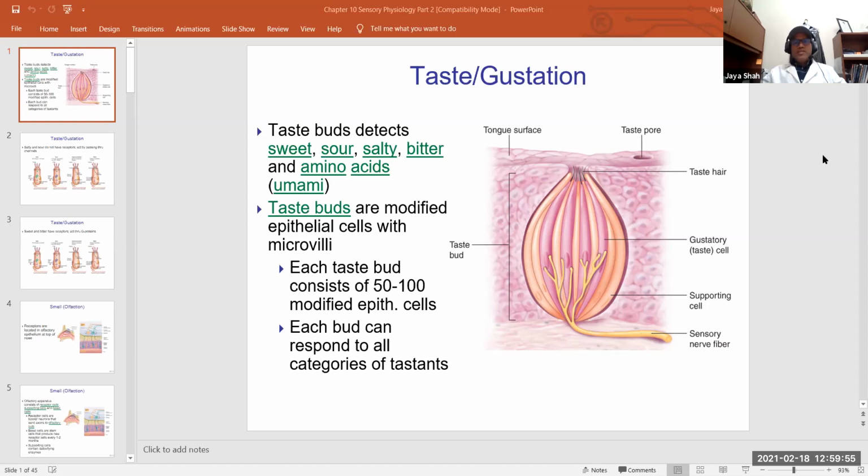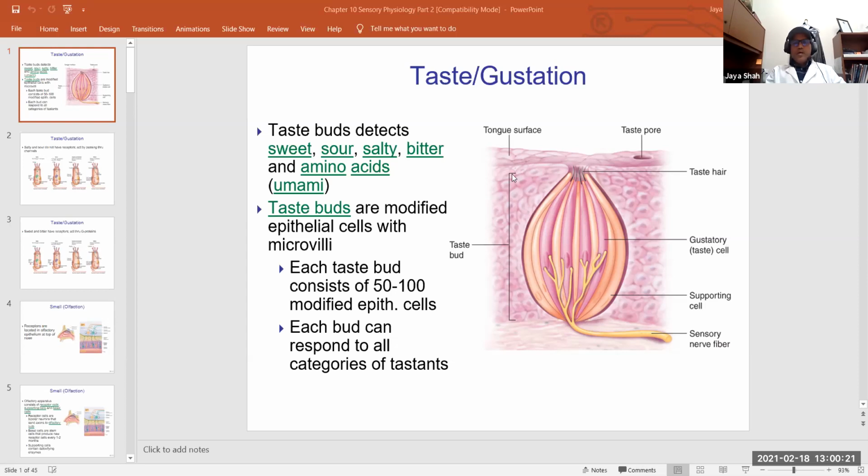So let's start with the taste. Another terminology for taste is gustation. And taste is detected by the taste buds in your tongue. Okay. So taste buds, if you see this is the dissection of your tongue, you have a taste pore, you have another taste pore here, and in the taste pore, you have extending taste hair cells of the receptors.